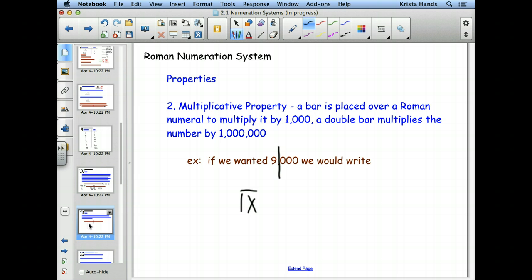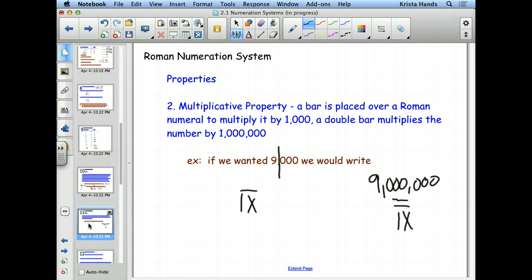Single bar. If you wanted the number to be in millions, you would write 2 bars, just horizontally stacked. So if you had the number 9 million, you'd write that same IX, but then you put 2 bars. They should be the same length. Sorry, that looks funny. But it's the number 9 million. Okay? That's how you do it.